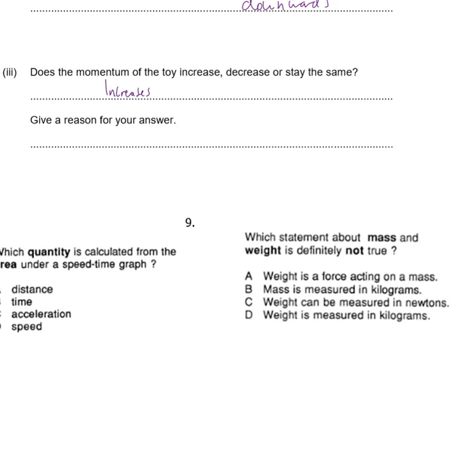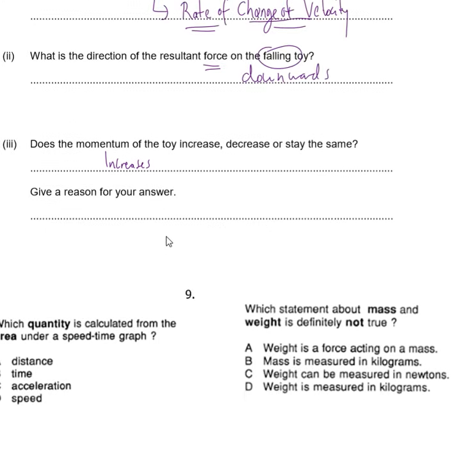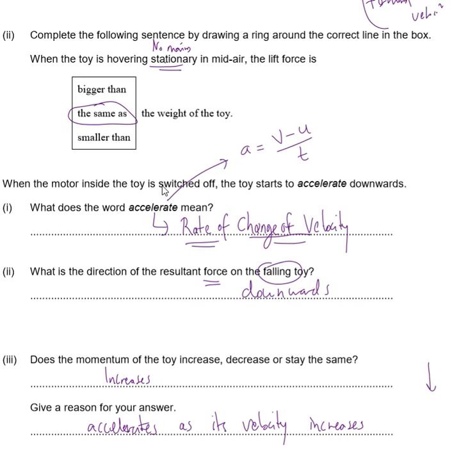Now why does it increase? Because there's a force that pulls it down, yeah? So when the force pulls down, it means it is accelerating. So give a reason for that. It is accelerating, so it accelerates as its velocity increases. Now remember, acceleration is the rate of change of velocity. Now if the velocity is increasing, it means it's changing. Therefore if the velocity is changing, it means it accelerates. If it accelerates, the momentum goes up.